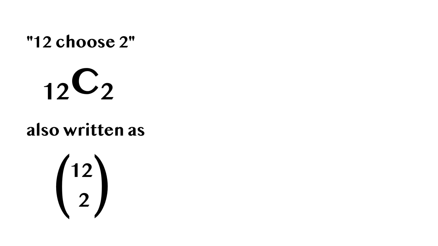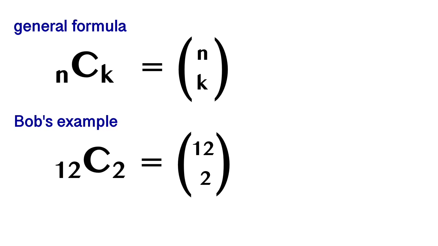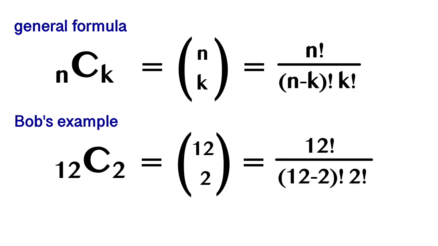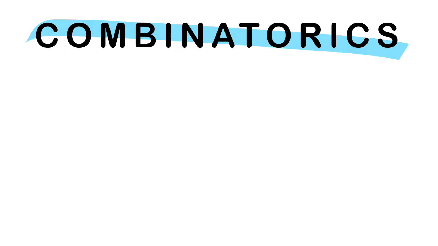The formal notation for picking 2 slots out of 12 is 12 choose 2. This is called a combination. The general formula of n choose k is n factorial divided by n minus k factorial times k factorial. This matches what we found. 12 times 11 is 12 factorial divided by 10 factorial. 2 is 2 factorial. If you enjoyed this problem, there is much more in Combinatorics for you to explore.